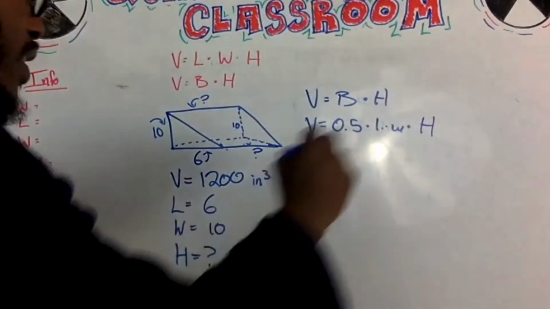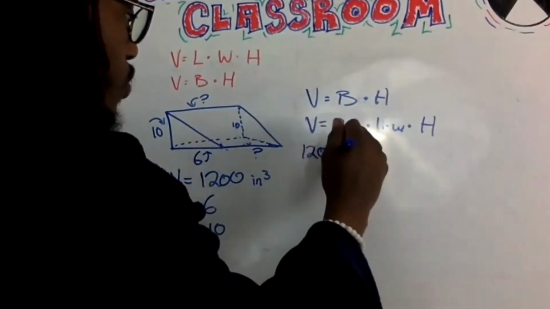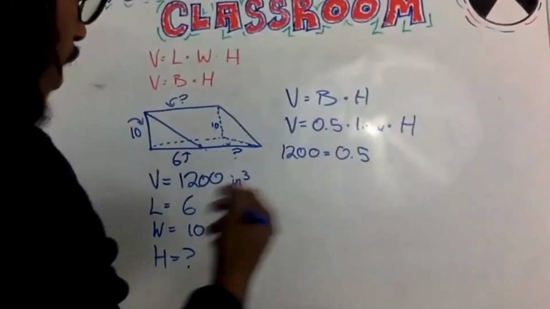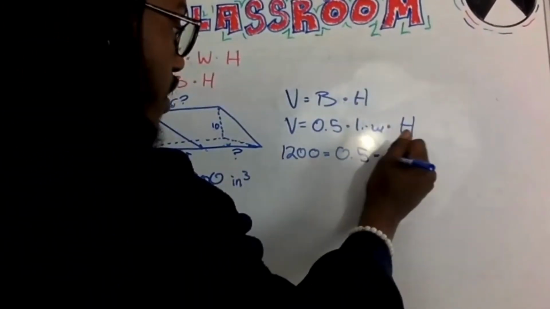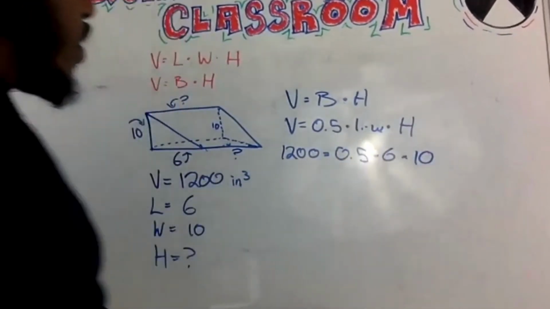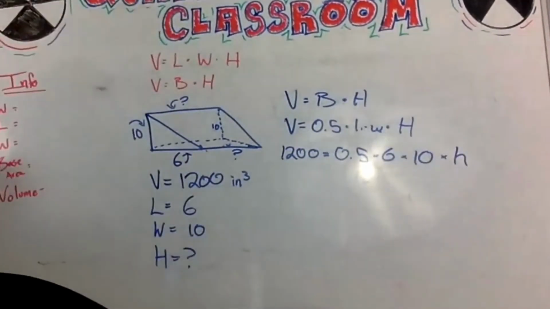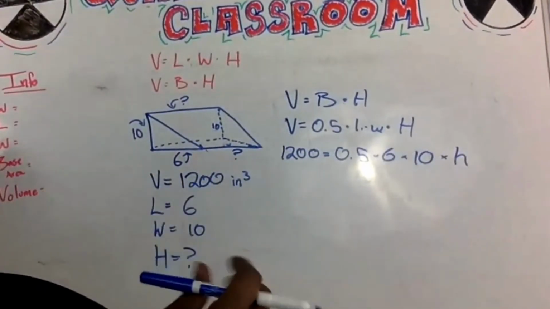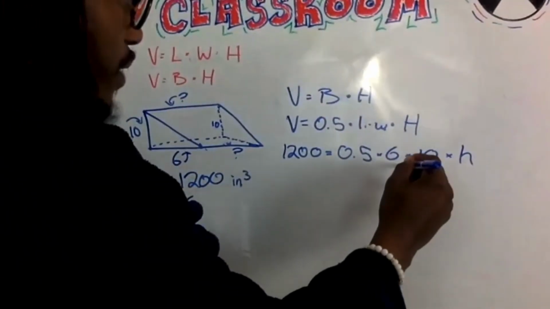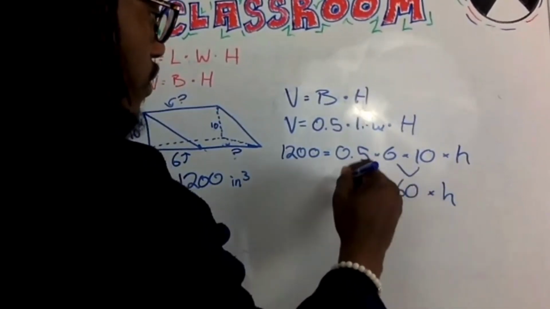Then I should start plugging in the information that I do have. The volume I already know is 1,200. 0.5 stays the same. I input my value for length, which is 6, and my value for width, which is 10. I still don't know my height, so that stays the same. Now I'm just going to combine like terms and make this one really easy two-step equation. First, by multiplying 6 times 10 for 60. I'm going to bring the rest of my equation down.